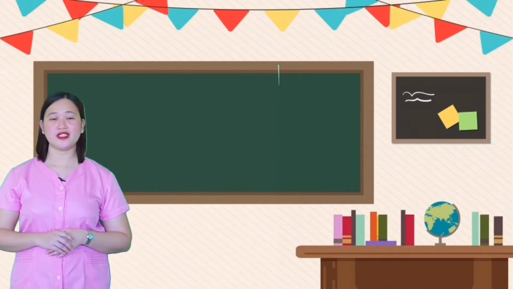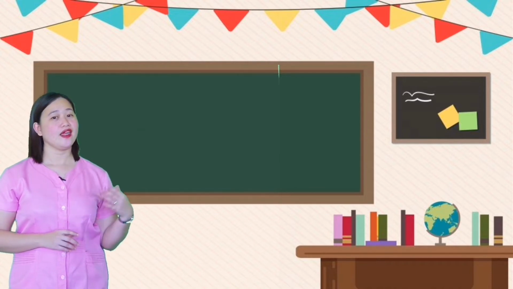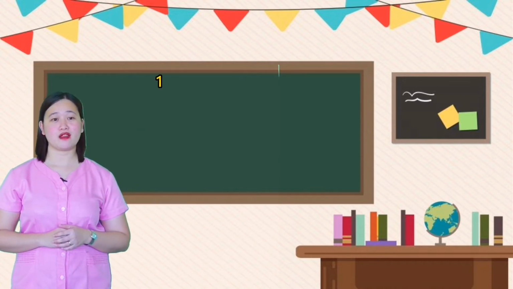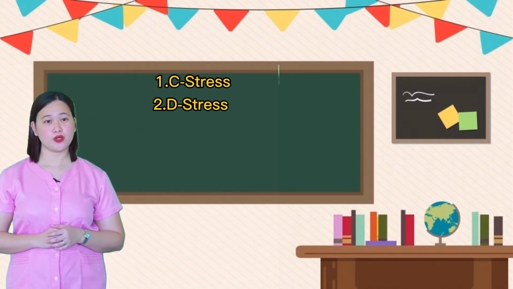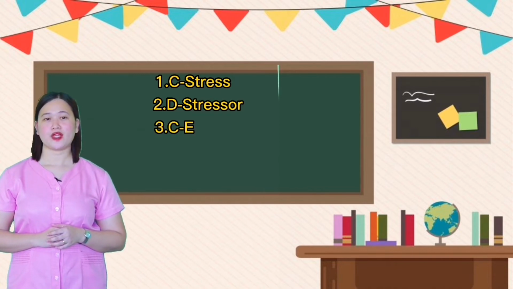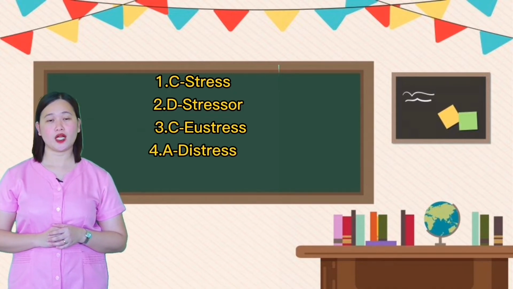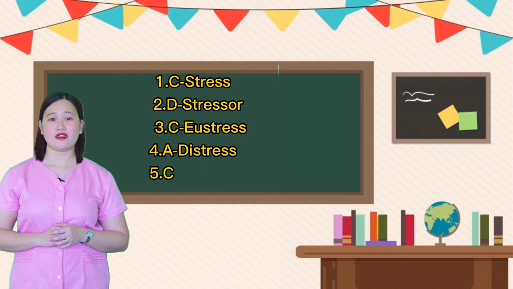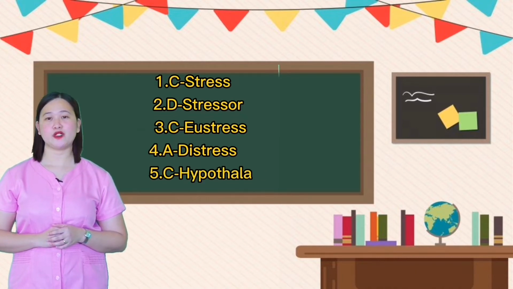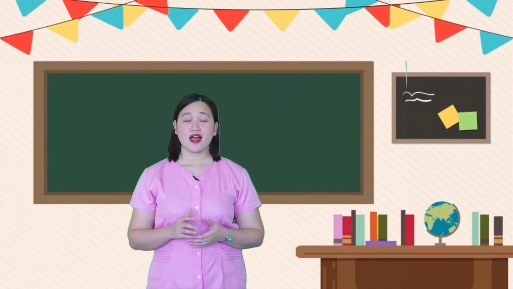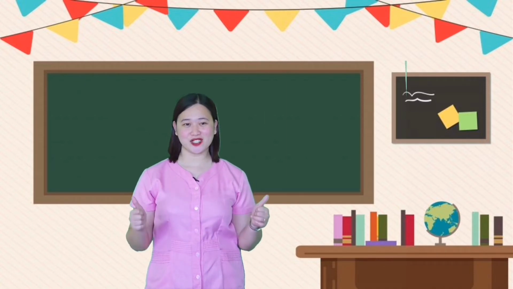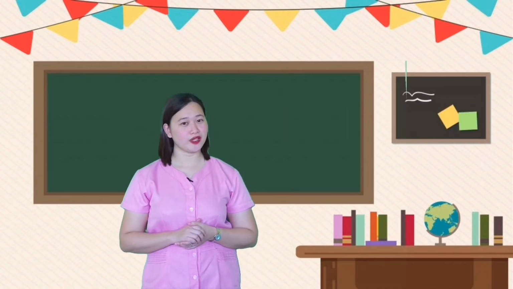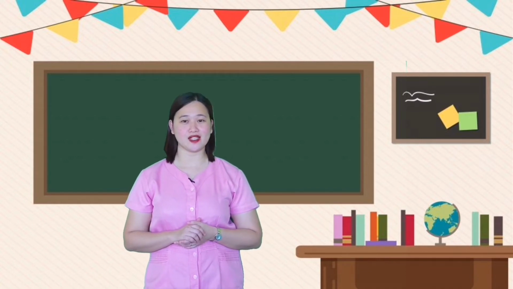Now, let's reveal the answer for each question. Here are the correct answers. Number 1, C, stress. Number 2, D, stressor. Number 3, C, eustress. Number 4, A, distress. And number 5, C, hypothalamus. How's your score? Were you able to answer all the questions correctly? That's good. If not, don't worry. You will learn more from today's lesson.